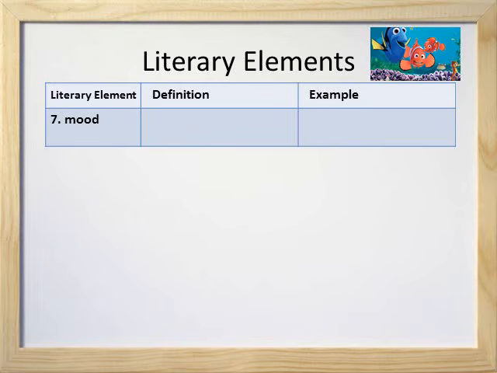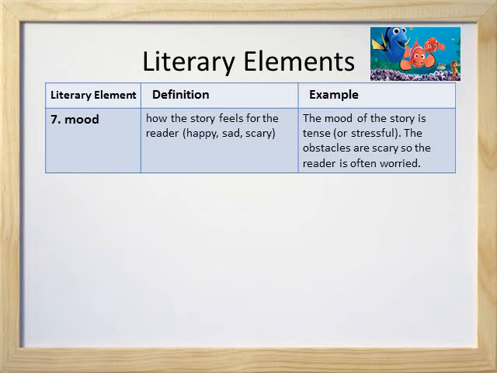Number 7 is mood. The mood is how the story feels for the reader. Some stories, for example, feel happy, sad, or scary. For example, the mood of the story Finding Nemo is tense or stressful. The obstacles are scary, so the reader is often worried about Nemo.